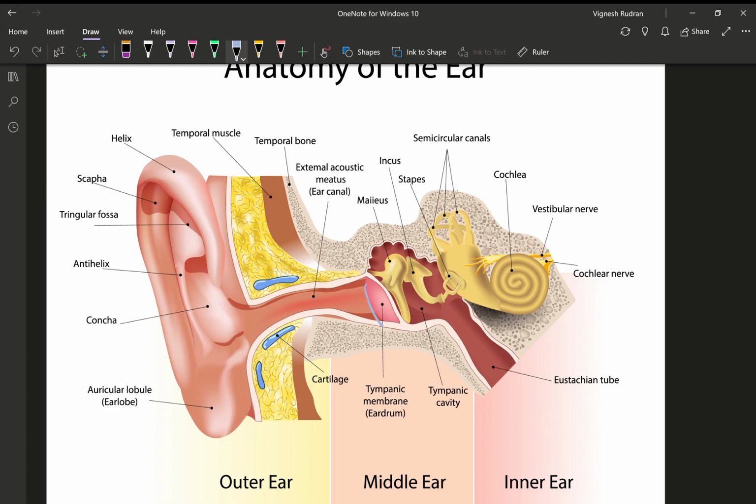The middle ear extends from the internal side of the tympanic membrane until the inner ear, and the inner ear extends from the oval window into the cochlea. Finally, the cochlea and vestibuli are the components of the inner ear. The middle ear mainly consists of the ear ossicles, which are your malleus, incus, and stapes.